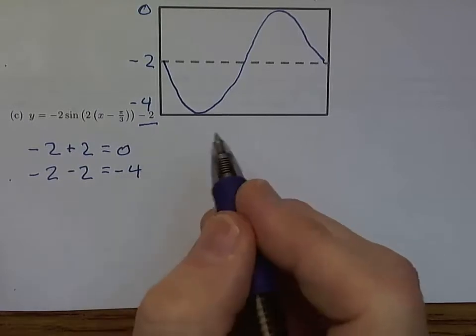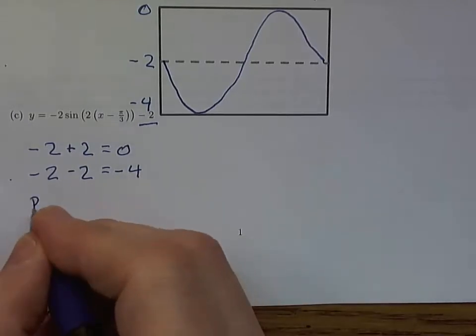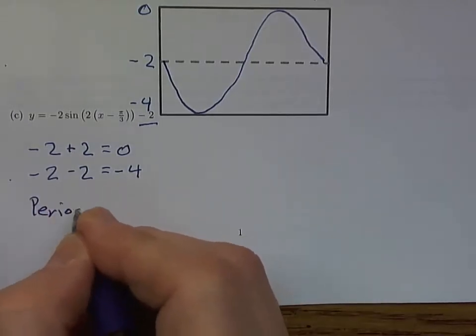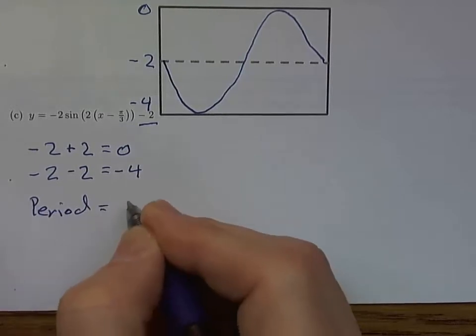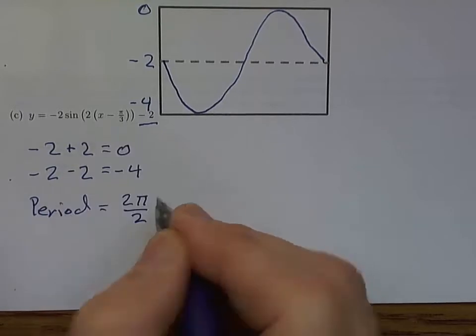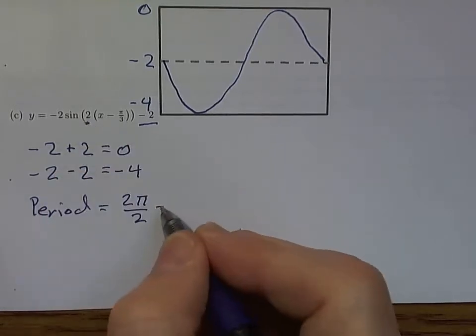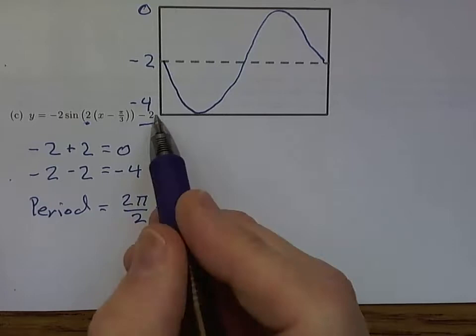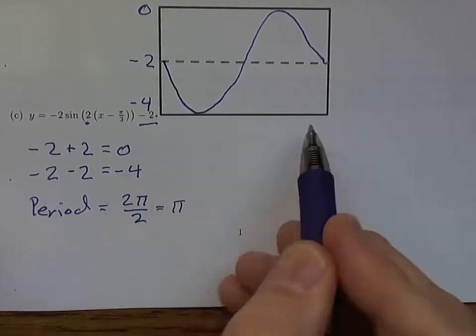Now, as far as the horizontal, so let's think about the period in this graph. So the period is going to be 2 pi divided by 2. See? 2 pi divided by b. This b right here. So that's pi. So from start to finish, that length right there is pi.